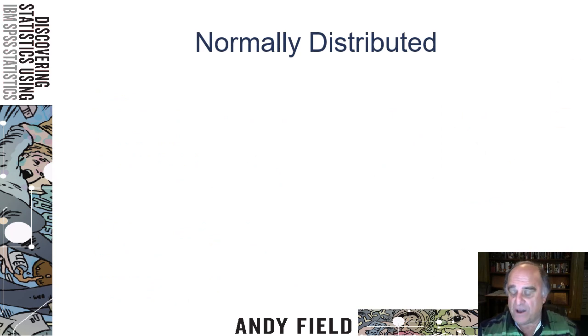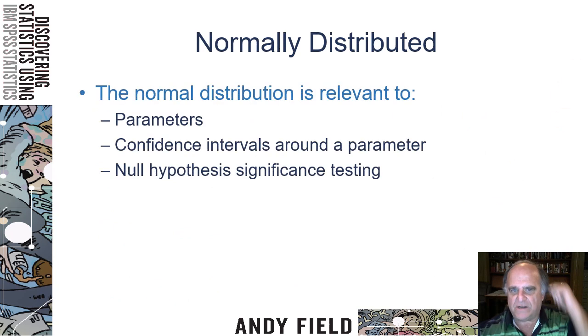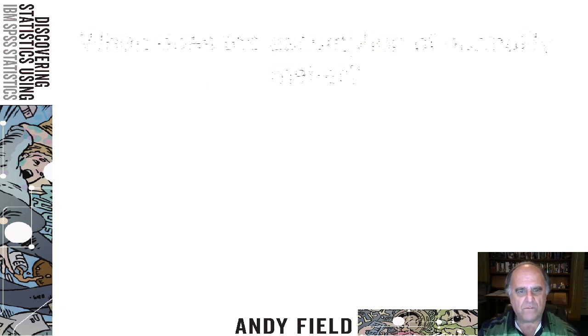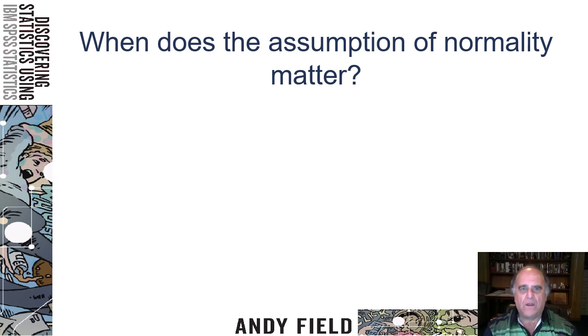Of course, we said we also assume the data is normally distributed. That's relevant to parameters, confidence intervals around the parameter, and null hypothesis significance testing. When does the assumption of normality matter? That's a good question. When does it matter?